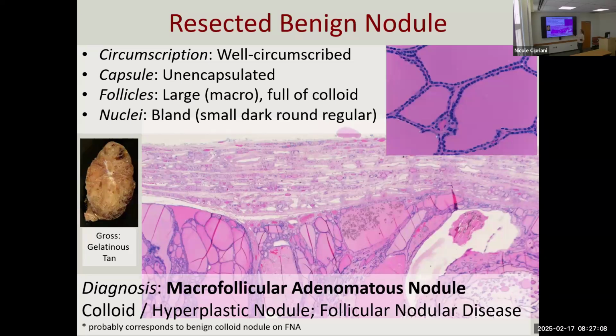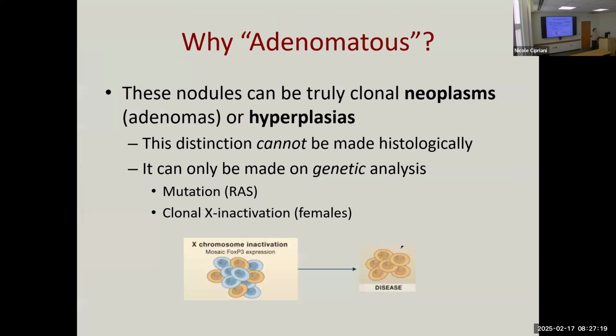No longer are these referred to as colloid nodules or hyperplastic nodules. This is kind of antiquated terminology because we don't really know whether they are hyperplastic or neoplastic. We say adenomatous or adenomatoid because we really cannot know whether they are neoplastic unless they have a known driver mutation or they have clonal X inactivation.